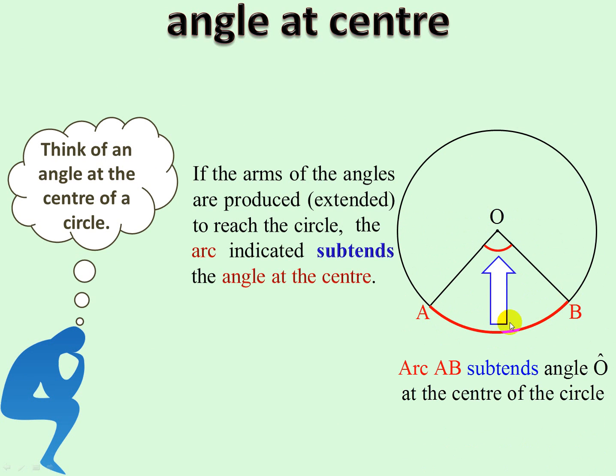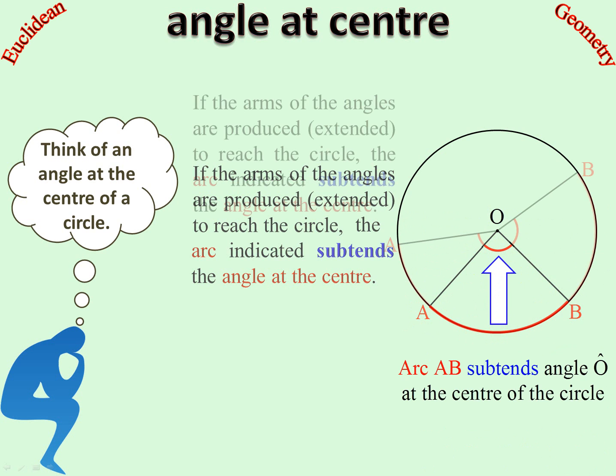This arc here subtends that angle there, and it's very easy to see because have a look at the shapes of the arc, and I'm going to keep mentioning these shapes. They are parallel shapes, if you can get curved parallel lines. They are parallel to one another.